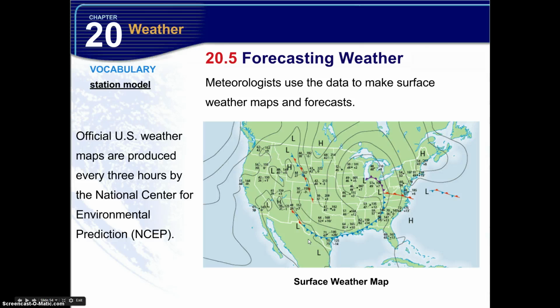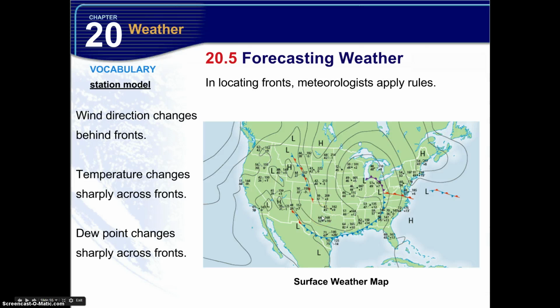Now, meteorologists use the data to make surface weather maps. Official U.S. weather maps are produced every 3 hours by the National Center for Environmental Prediction, NCEP. So you can see here, I know it's kind of small, but you can see here, there's a station model here, a station model here, station model here, station model here. You get the idea. There are hundreds if not thousands of station models around the United States, some larger than others, and they all report to the NCEP. And then the NCEP updates every 3 hours a large weather map of the entire United States.